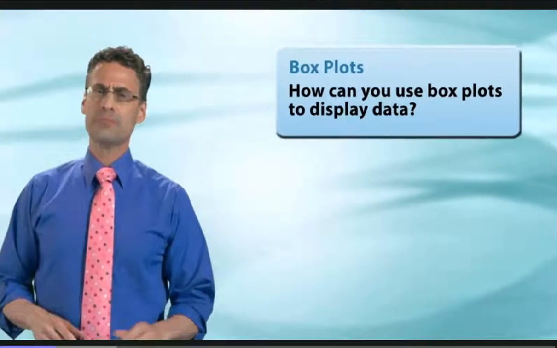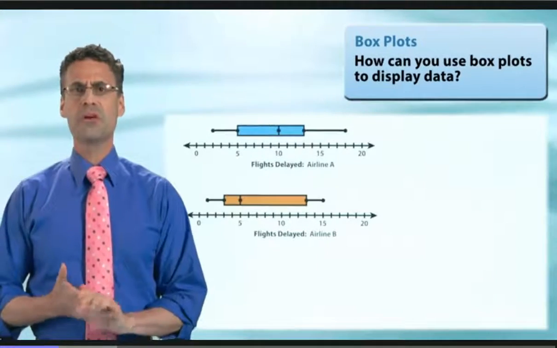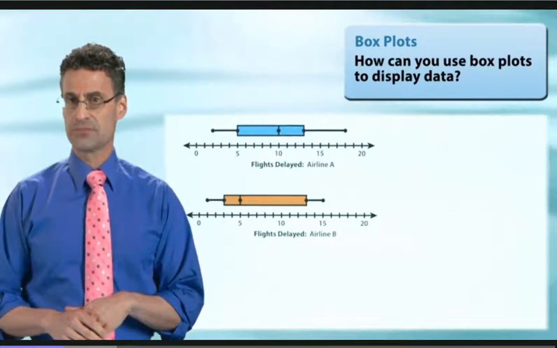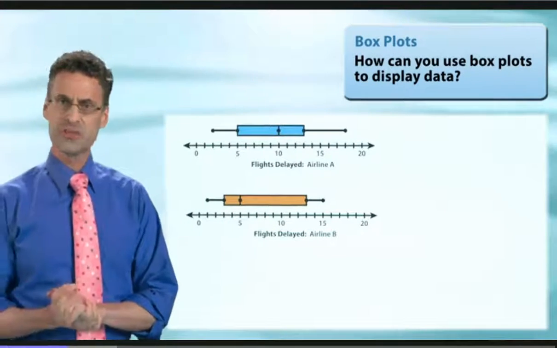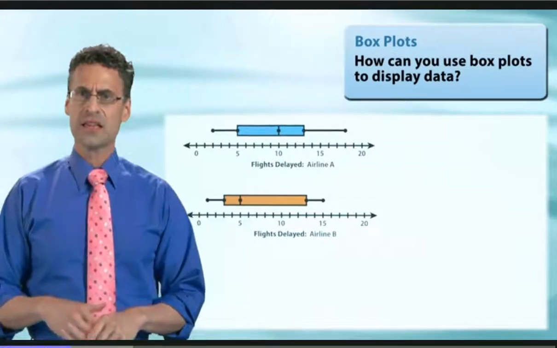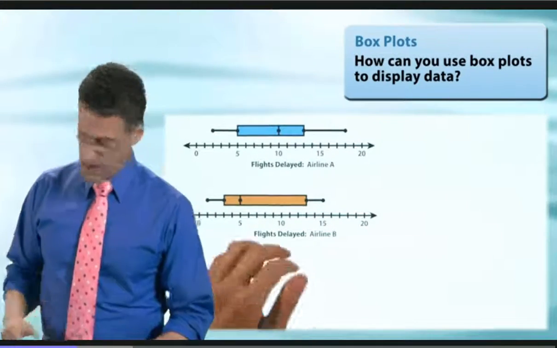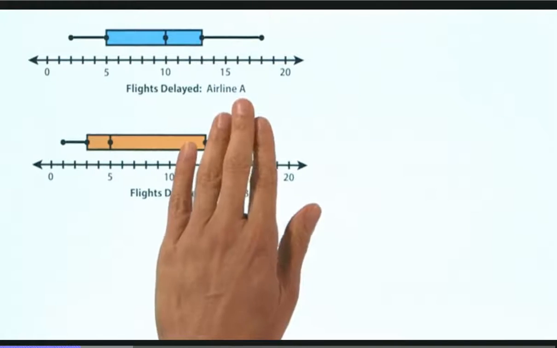Okay. So the box plots here show the number of flights delayed per day for two different airlines. And now, a couple questions. First of all, which data is more spread out? Well, let's take a look at the box plot for airline A.